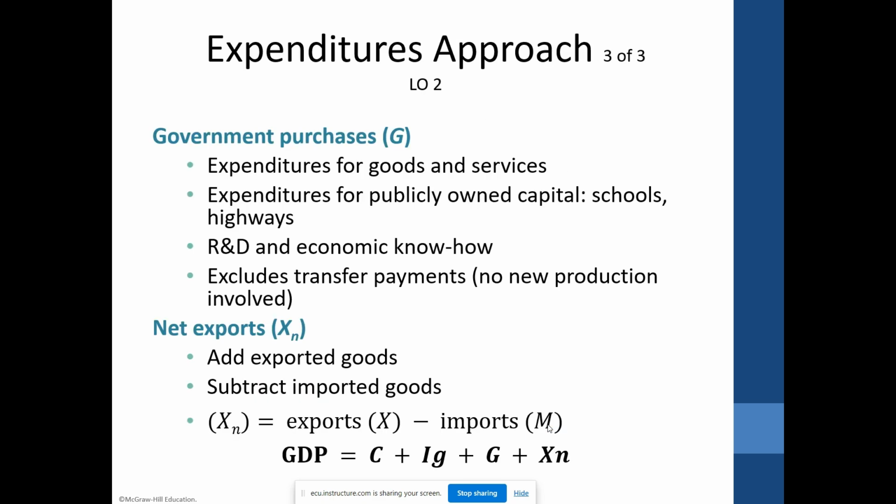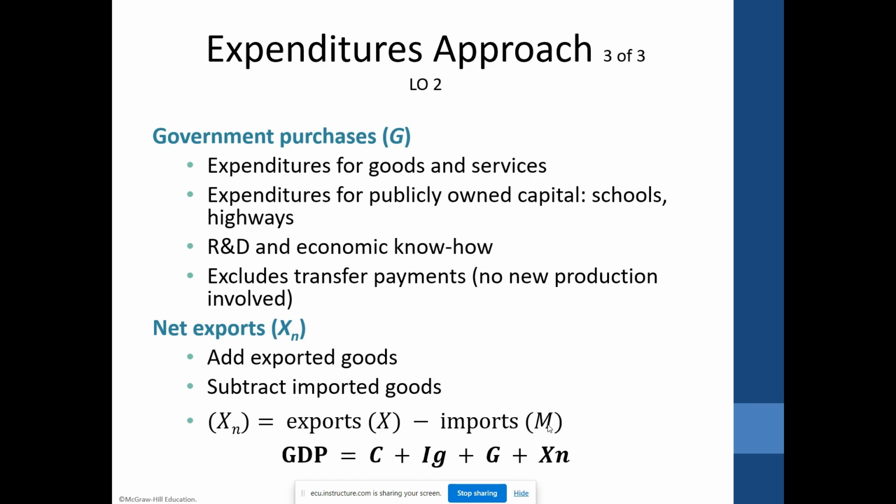The last two components of the expenditures approach are government purchases and net exports. Government purchases are officially labeled government consumption expenditures and gross investment. It includes expenditures for goods and services the government uses in providing public services and expenditures for publicly owned capital, such as for schools and roads.